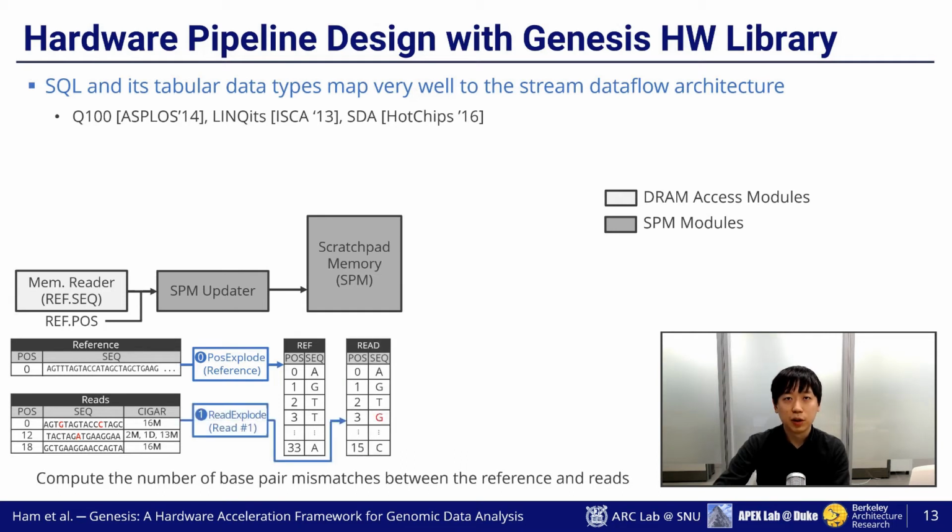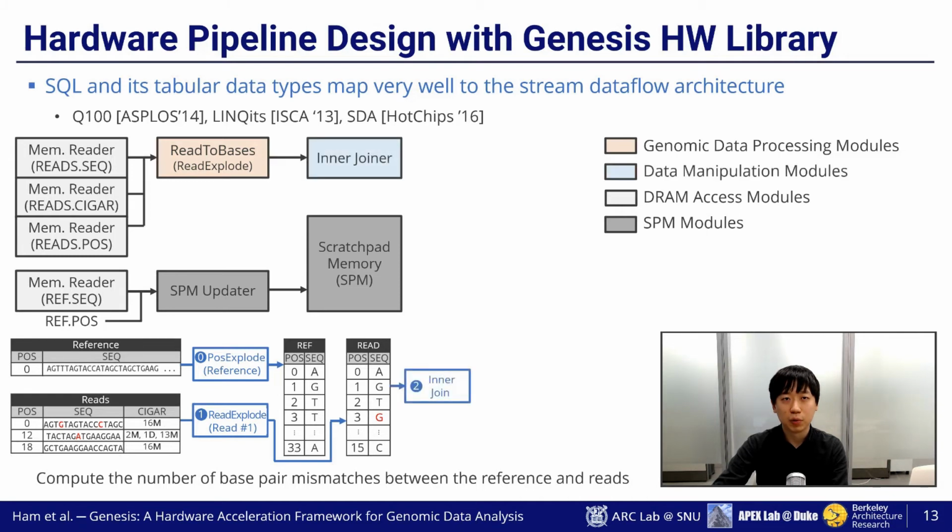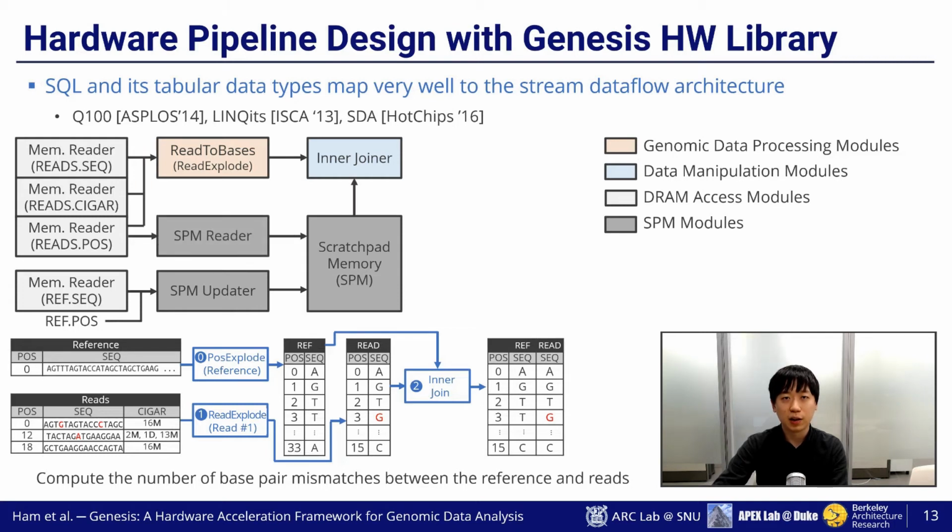The next step is the read-explode operation on the read. For this purpose, reads need to be read using 3 memory readers, each reading a column of the reads table. These loaded values are then fed to the Genesis read-to-bases module that performs the read-explode operation. The outcome of the read-to-bases module is then fed to the inner joiner so that they are joined with the reference using the pos as key. Another input for the inner joiner is the reference. To obtain the reference, the pos value of the read is provided to the SPM reader module, which loads the corresponding reference from the scratchpad memory and provides it to the inner joiner.